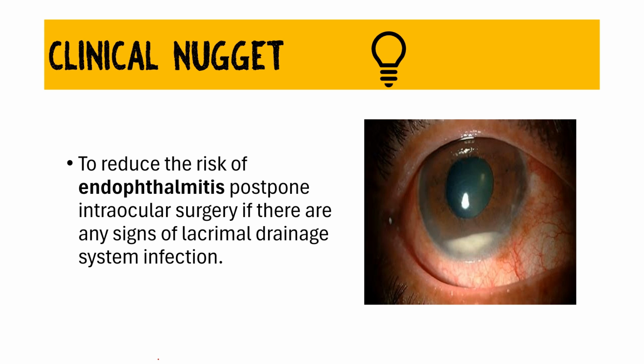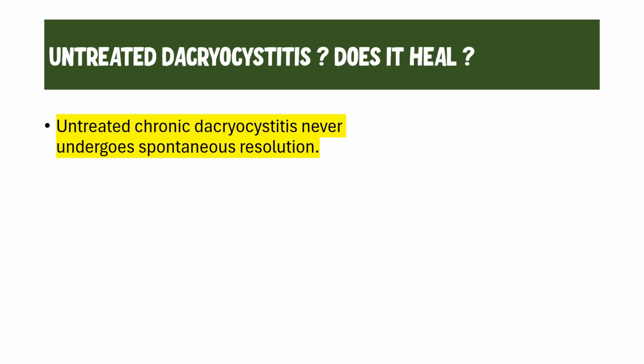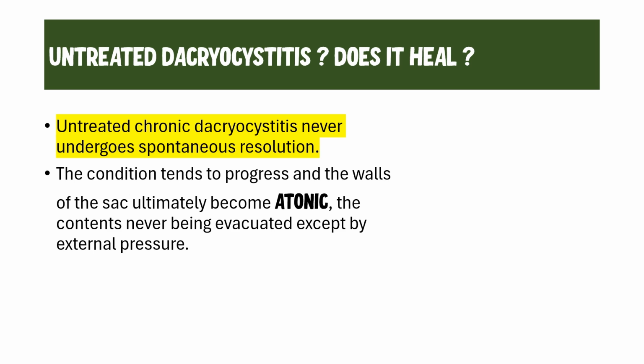So this is a very important clinical nugget that you must remember: postpone your intraocular surgeries, whether it is cataract surgery or glaucoma surgery, till you deal with the dacryocystitis. So now the question is, if the patient has this chronic dacryocystitis and we don't treat it, does it heal on its own? It's very rare for an untreated chronic dacryocystitis to heal spontaneously. The condition, as I told you, is going to keep on progressing from the catarrhal stage to the mucocele, then pyocele, encysted pyocele or mucocele, and ultimately leading to development of an atonic sac or a fibrotic sac.